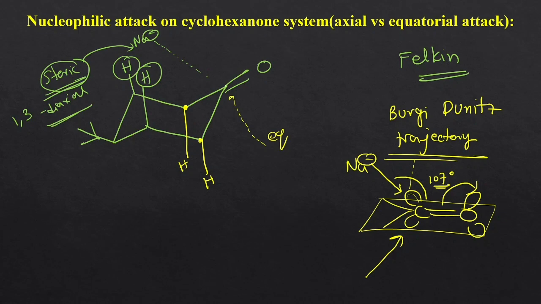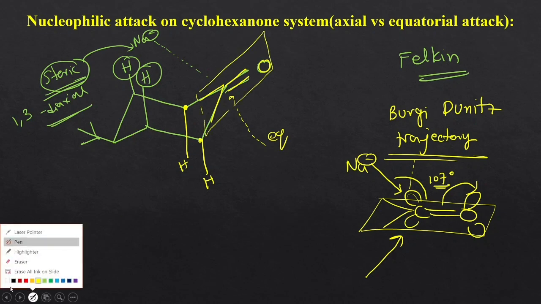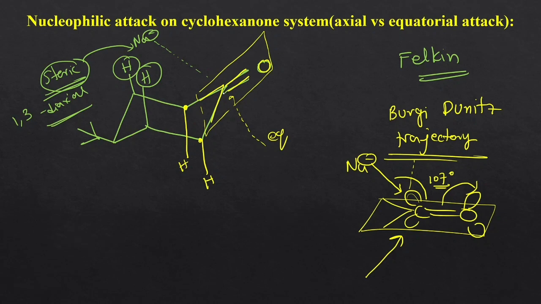So if you just consider this plane, you can think that this is a planar system. Now from here, if you want to draw 107 degrees, this is basically the 107 degrees whenever equatorial attack is happening. So whenever equatorial attack is happening, the nucleophile comes from this side at an angle of 107 degrees, and now these two hydrogens are present.